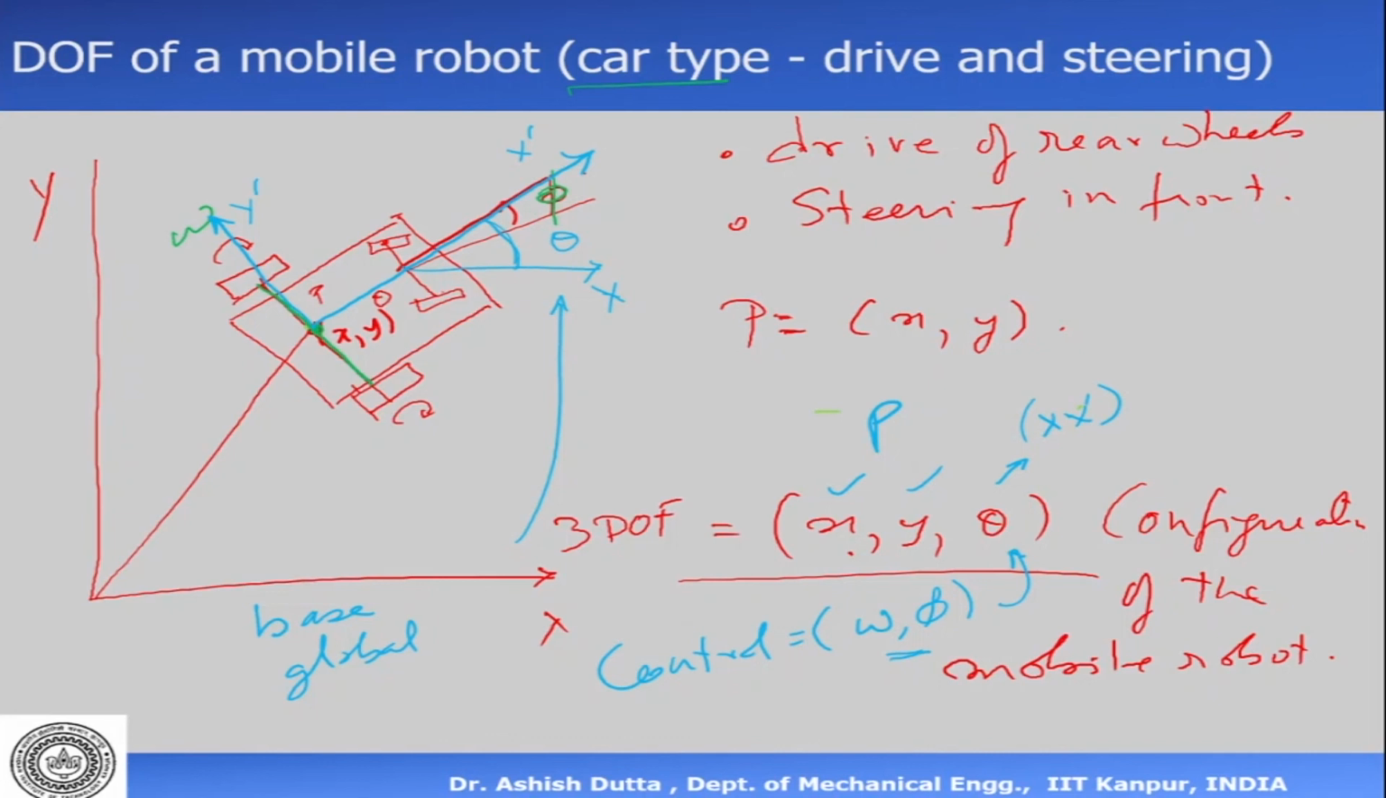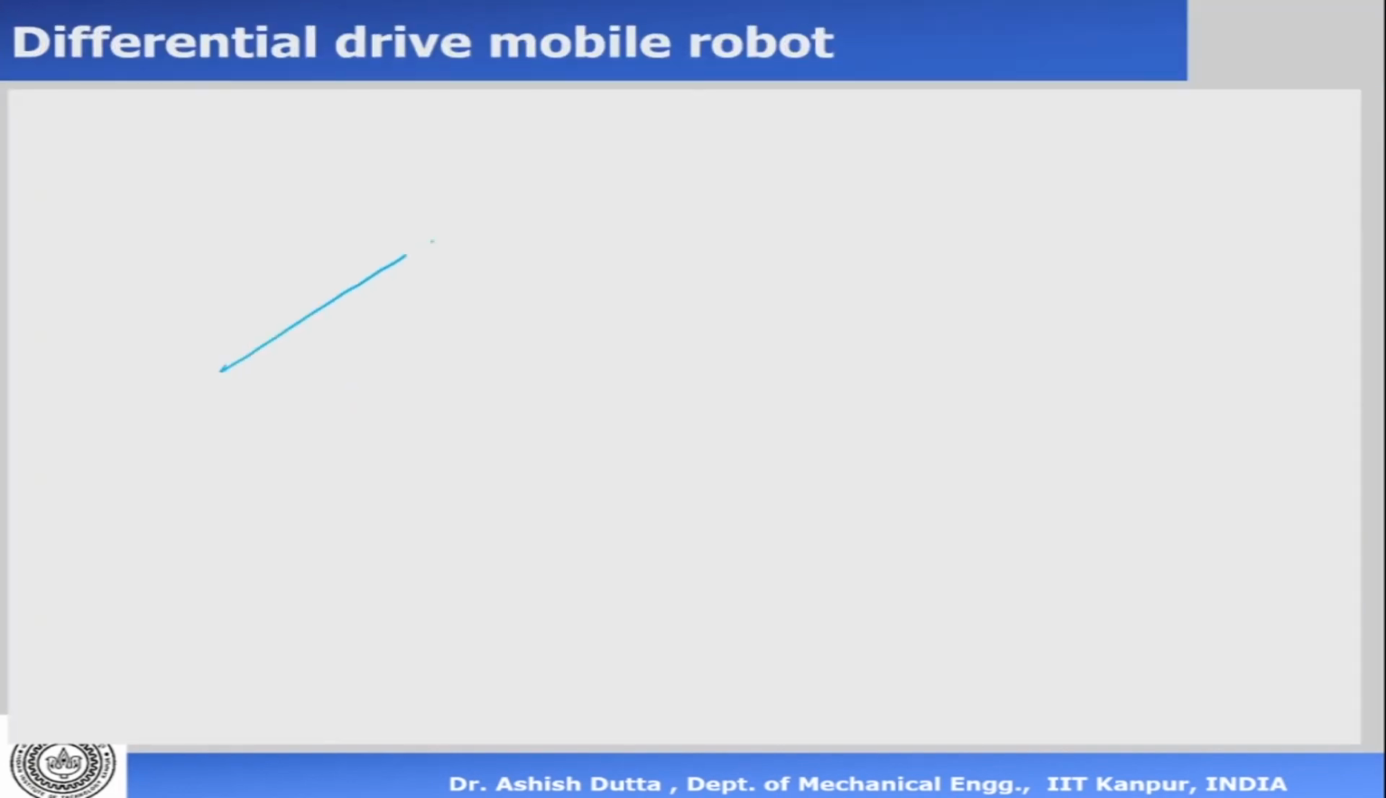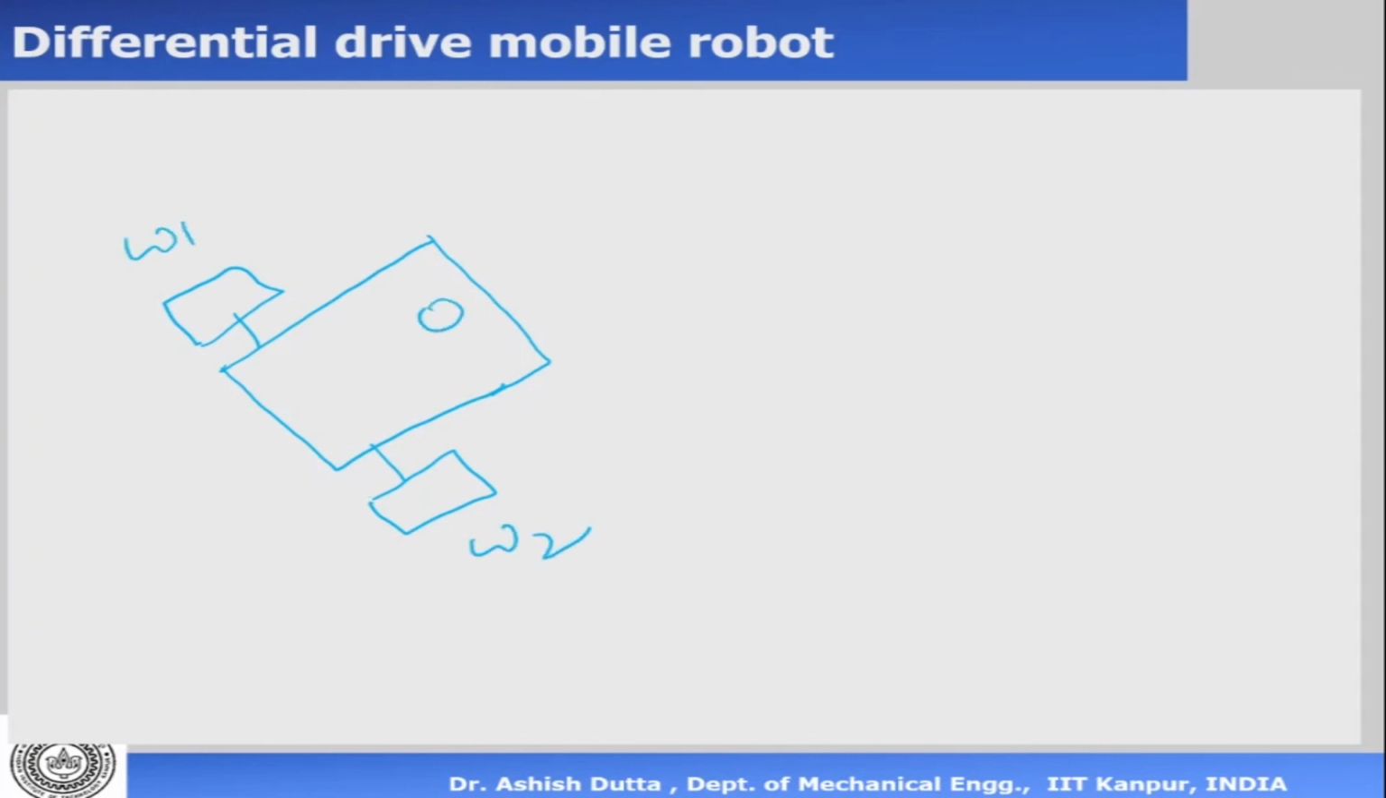So this is a mobile robot. Now there can be other kinds of mobile robots. For example, in this particular case, we saw that the rear wheel velocities are the same and it has a steering. Now you can also have a mobile robot which is like this, where the two wheel velocities are different. These have two wheel velocities which are different, omega 1 and omega 2, and we have a caster wheel here.